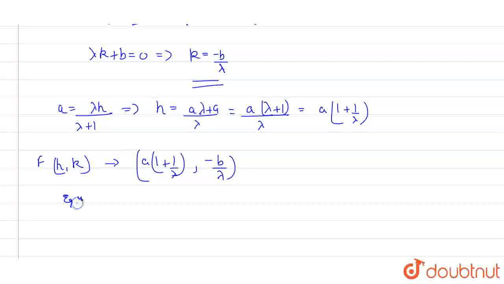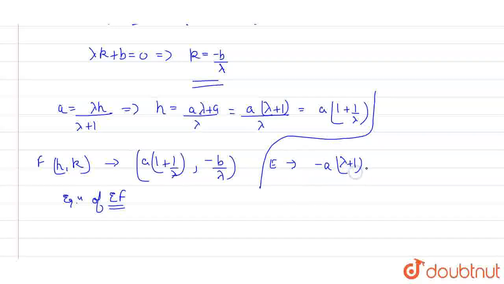We can make the equation of e and f. But for making the equation we also need the coordinates of e, and similarly we will follow all these procedures to find the coordinates of e, and we will get the coordinates of e as minus a lambda plus 1 comma minus lambda b. So basically these are the coordinates we will get for the point e. Now we can make the equation of ef, and see how we can solve it.